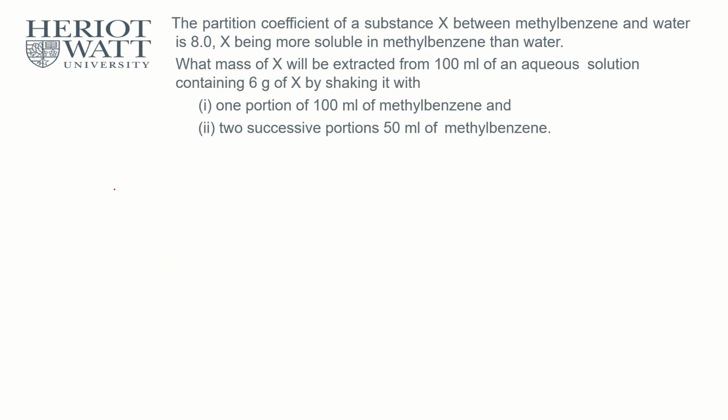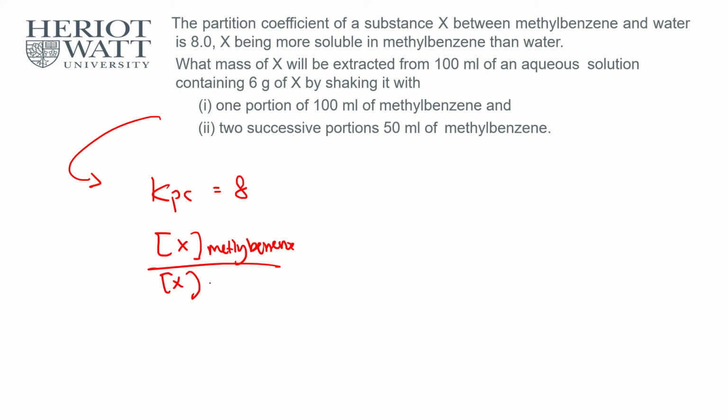Okay, let's start with the calculations. Question 1. So we know that Kpc equals 8, the concentration of X in methyl benzene over the concentration of X in water equals 8. And how do we put in the concentration? How do we know that? The only information is 6 grams, and X is unknown. Can we use the 6 grams and convert it into mole by dividing by molar mass? Theoretically, yes, but we can't do that. Why? Because X is unknown. We don't have the molar mass, so we can't get mole.